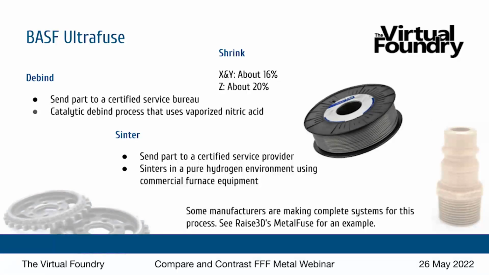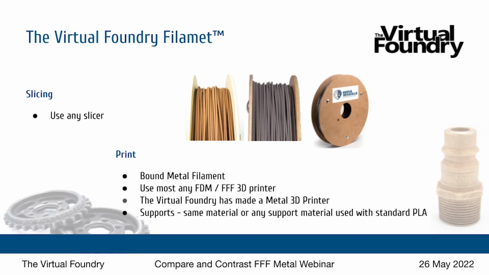Now moving on to the Virtual Foundry's Filamet. This is another open architecture filament. So with slicing, you're using any slicer, whatever is your favorite. As you can see, again, it's a bound metal filament form. You're using most any FDM, FFF 3D printer. And the limitation here with the most any is that you can't use a closed system like a Stratasys machine, for example.